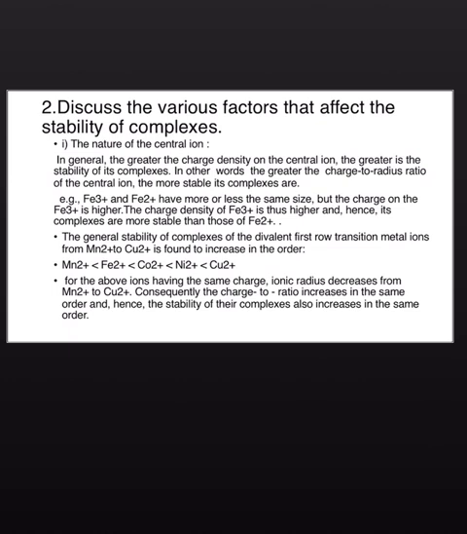The general stability of complexes of the divalent first-row transition metal ions from Mn2+ to Cu2+ is found to increase in the order Mn2+ < Fe2+ < Co2+ < Ni2+ < Cu2+. For the above ions having the same charge, ionic radius decreases from Mn2+ to Cu2+. Consequently, the charge to radius ratio increases in the same order, and hence the stability of their complexes also increases in the same order.